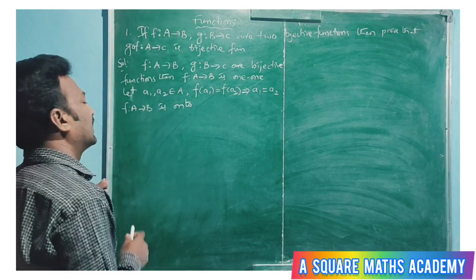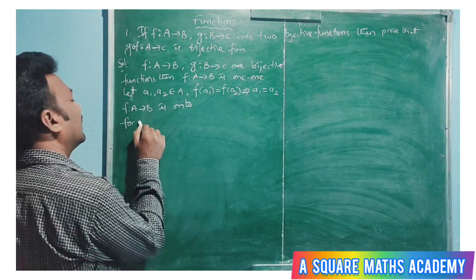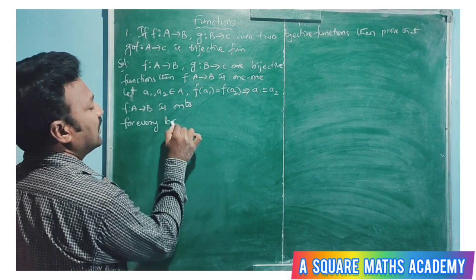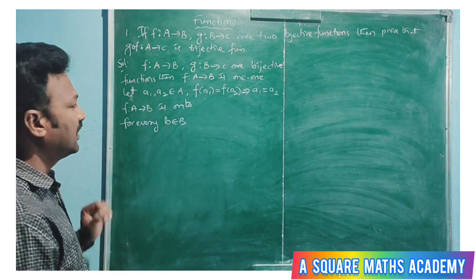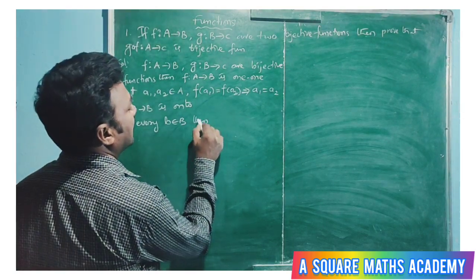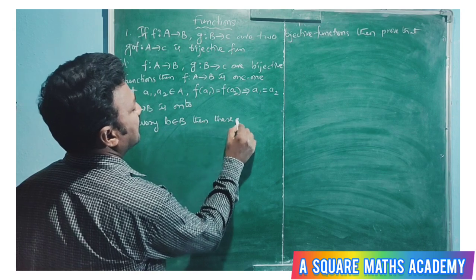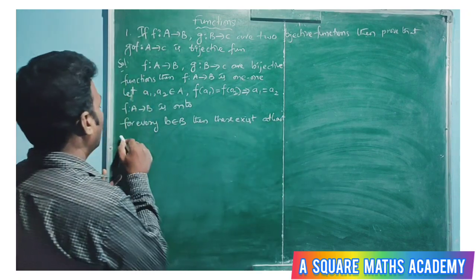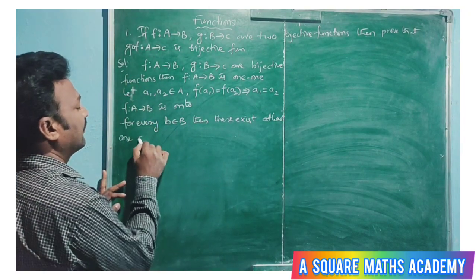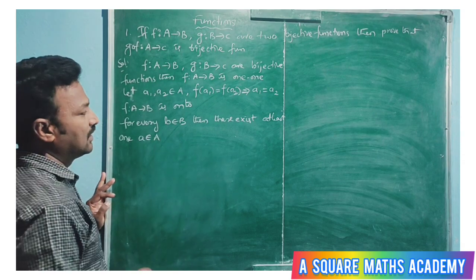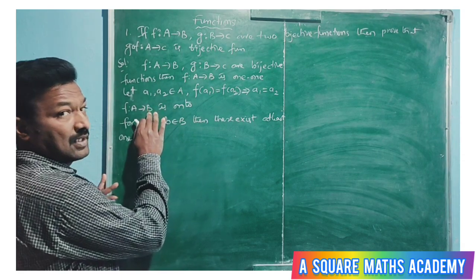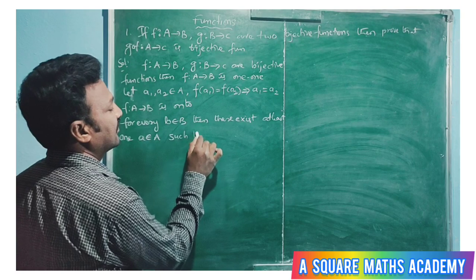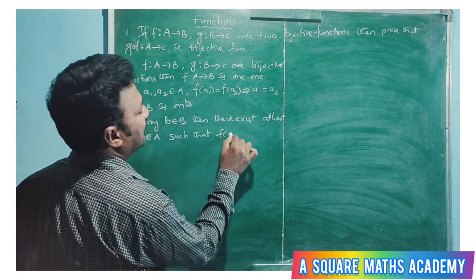So onto definition is: for every codomain element b belongs to B, then there exists at least one a belongs to A. For every b belongs to B, there exists at least one a belongs to A, such that f of a equals b.